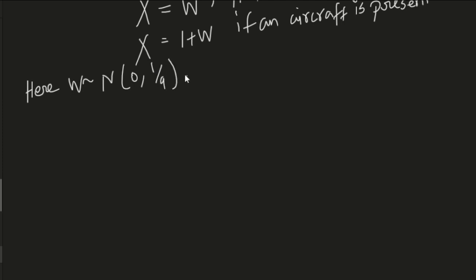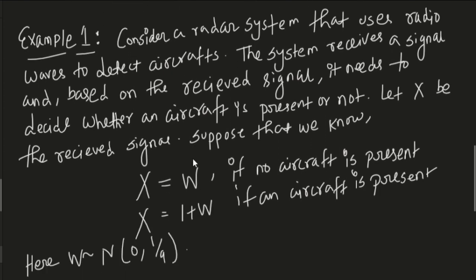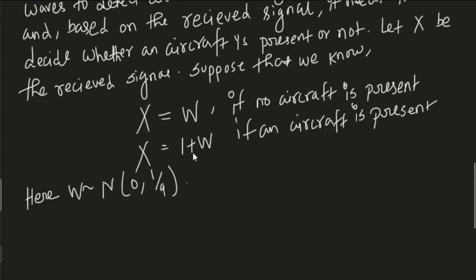So up to this part we are clear, because what we have said is this, and we understand what W is. W is basically a standard normal random variable with mean 0 and variance 1 by 9.